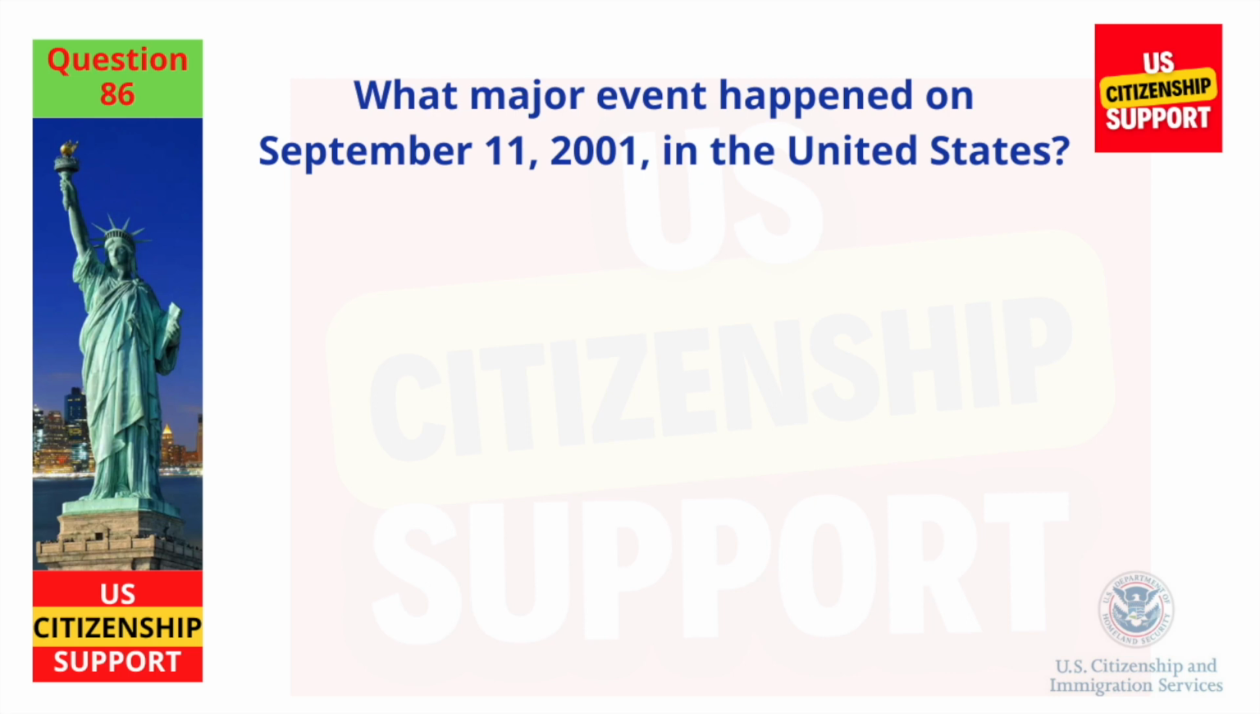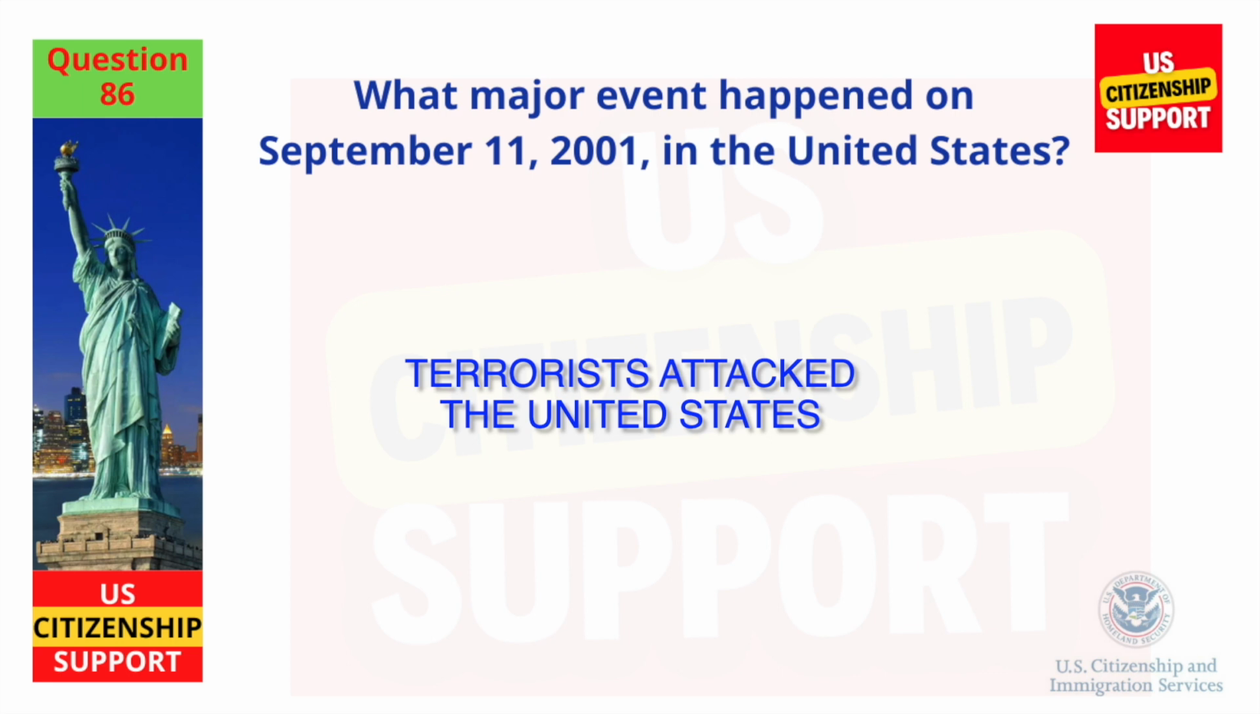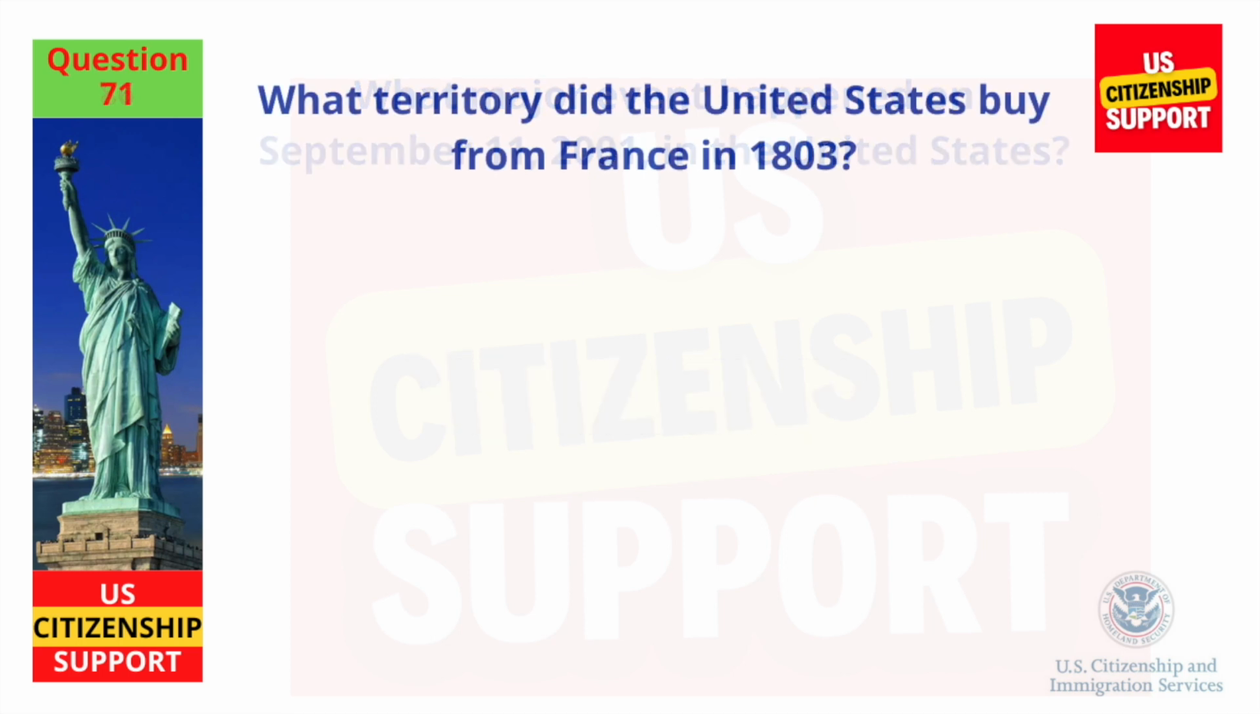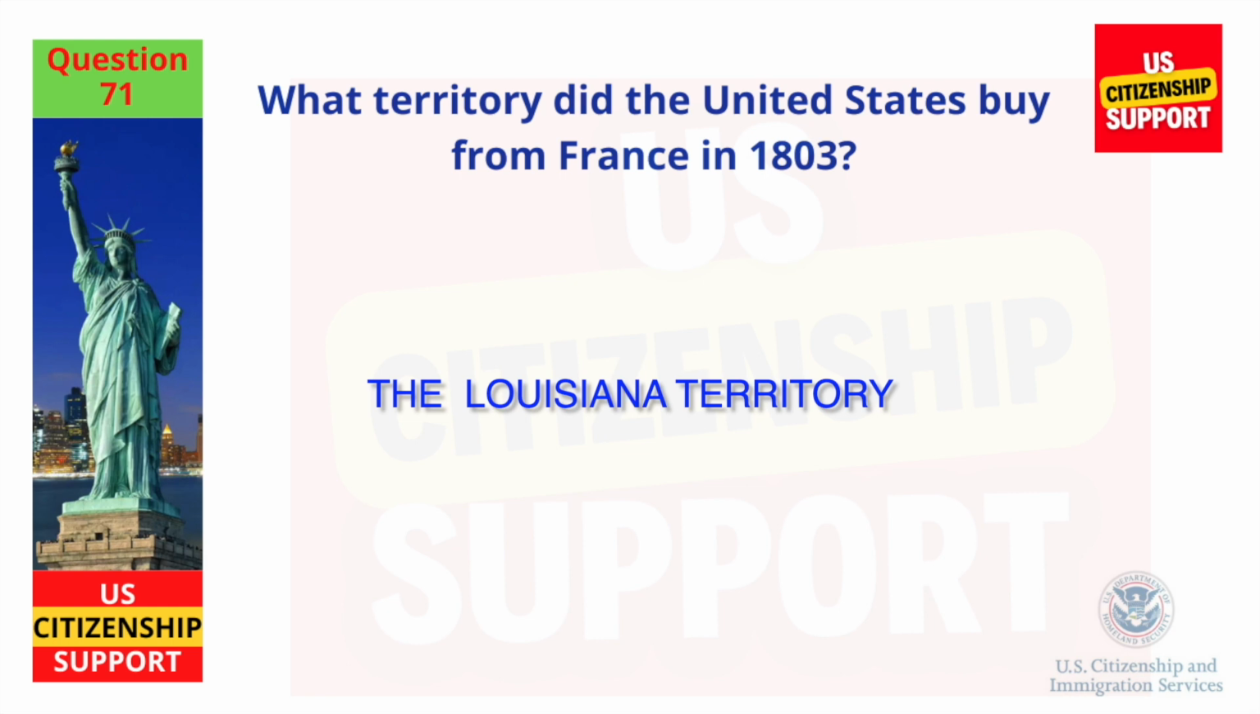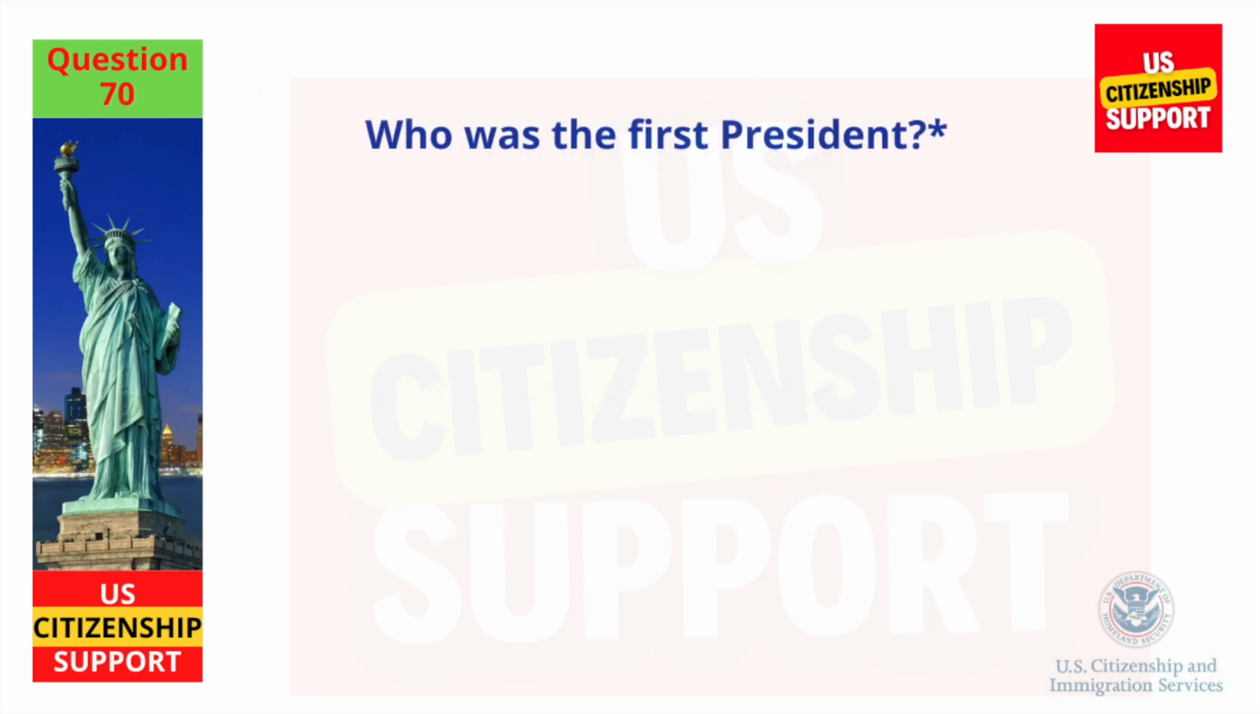What major event happened on September 11, 2001 in the United States? Terrorists attacked the United States. What territory did the United States buy from France in 1803? The Louisiana Territory. Who was the first president? George Washington.